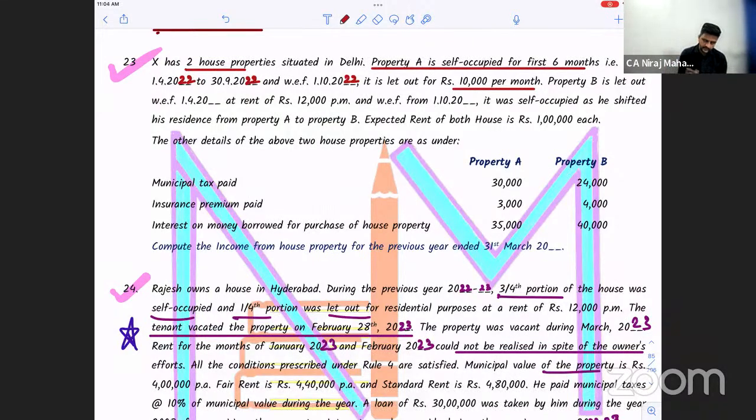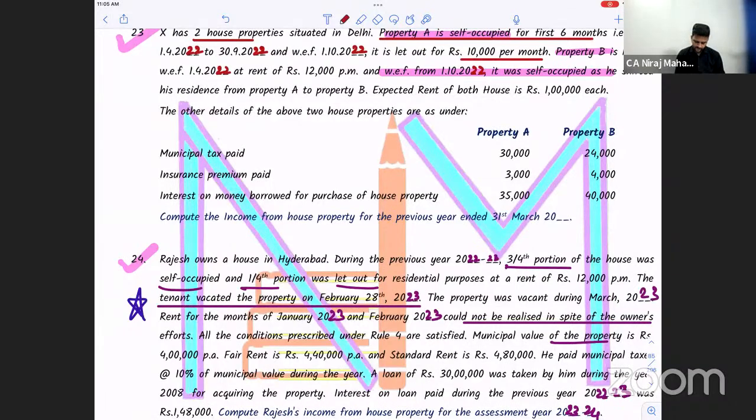Property B is let out first. From 1/4/22 it is let out at the rent of 12,000 per month, and with effect from 1st October 22, it was SOP. So again it is let out and SOP also, so let out for the entire year. He shifted his residence from property A to property B. Understood? Property A was first SOP, and then he shifted to property B. That's why property B is SOP later on. Expected rent of both the houses is rupees 1 lakh each, so MV, FR, SR, expected rent is given to you. Actual rent is also given to you for six months. Not so tough a question actually.